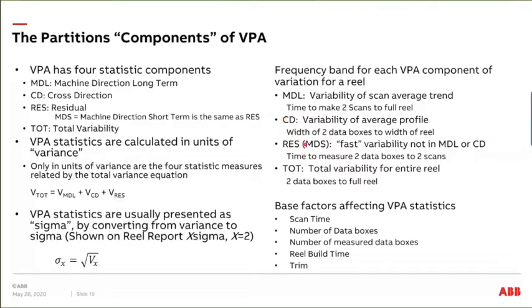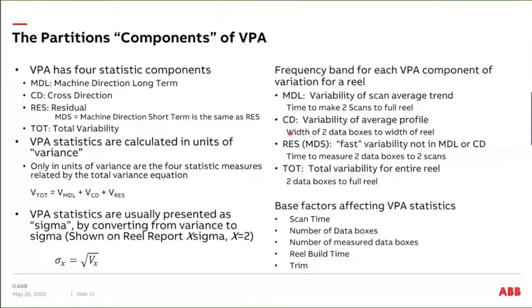So for residual or MDS, consider the time to build 2 data boxes, for example, on a 600 data box scanner, where you're measuring close to 600 data boxes at a 30-second scan time. You'll get variability that you can see as fast as 10 hertz, or 10 times a second, up to the time to build 2 scans, which at a 30-second scan time would be up to 60 seconds, or 1 minute. So the range of the MDS is in the range of 0.1 seconds, or 10 hertz, to as slow as 1 minute.